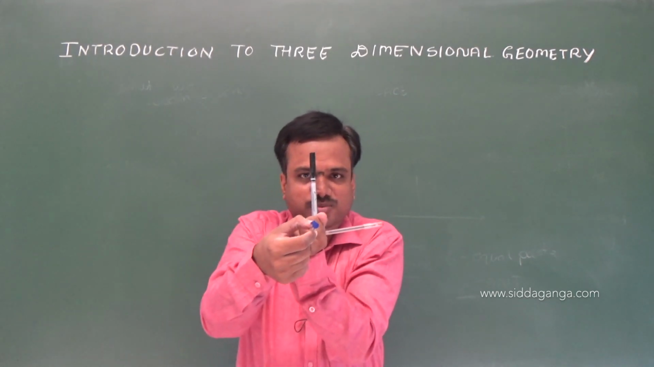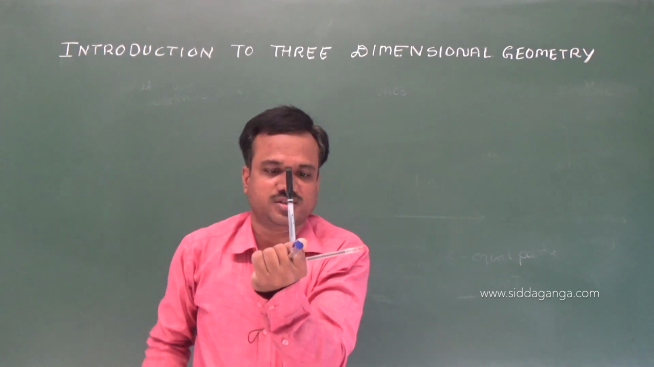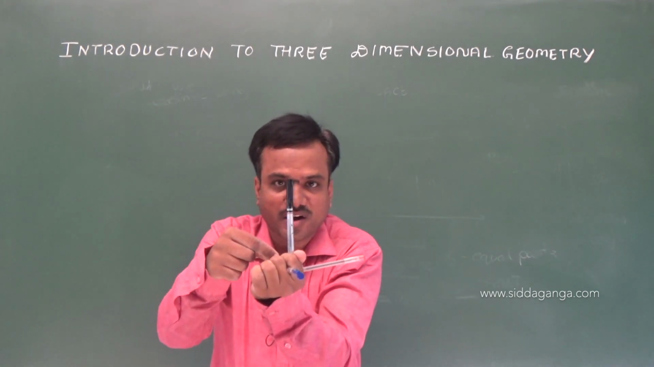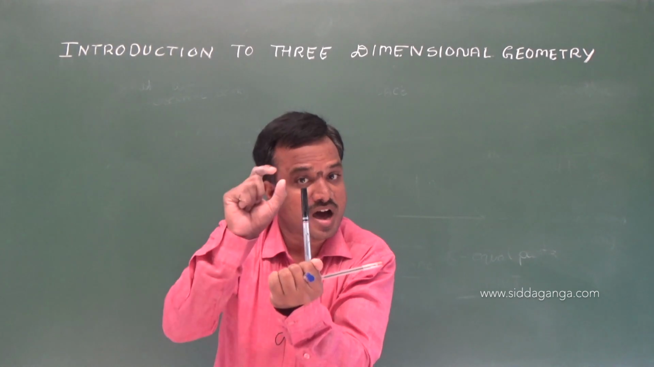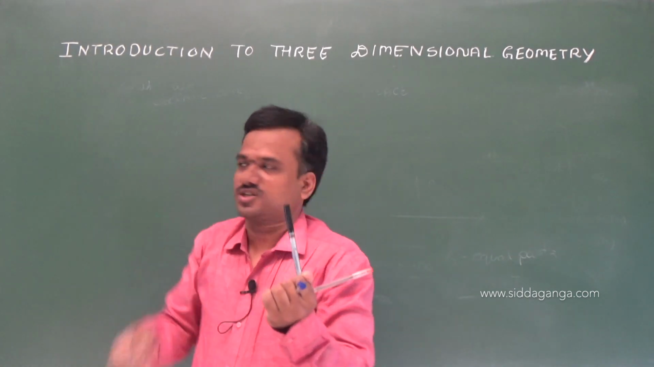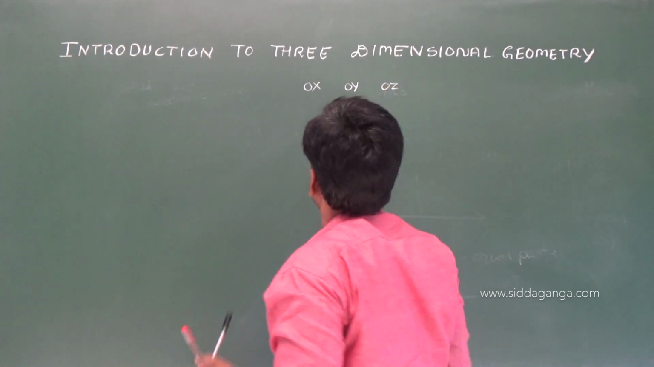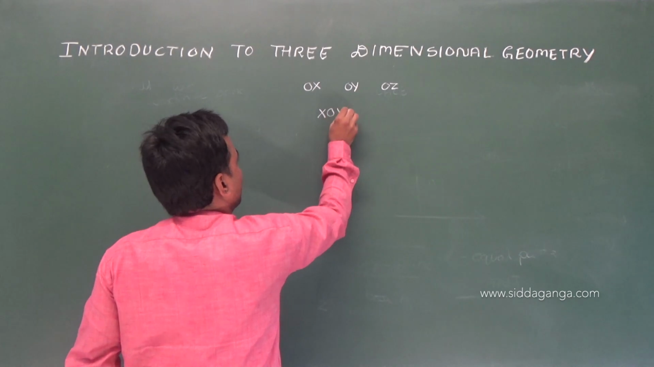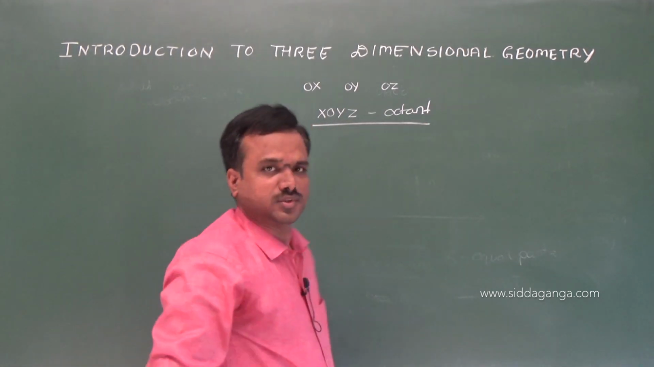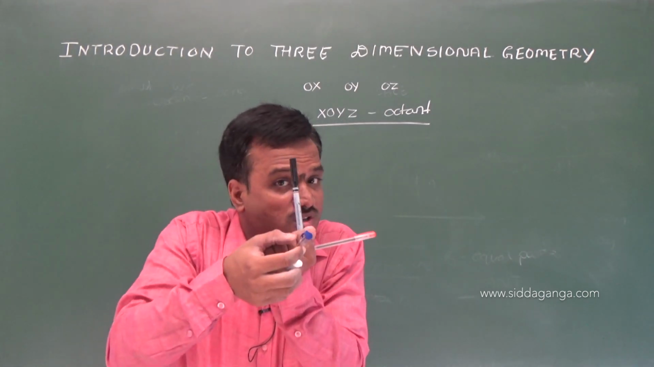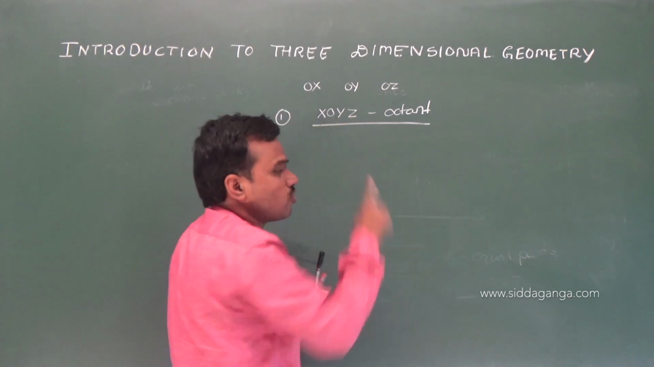This is the first octant. Observe here, this octant contains the edges Ox, positive direction of x-axis, Oy, positive direction of y-axis, and Oz, positive direction of z-axis. The octant containing the edges Ox, Oy, Oz is called the XOYZ octant.